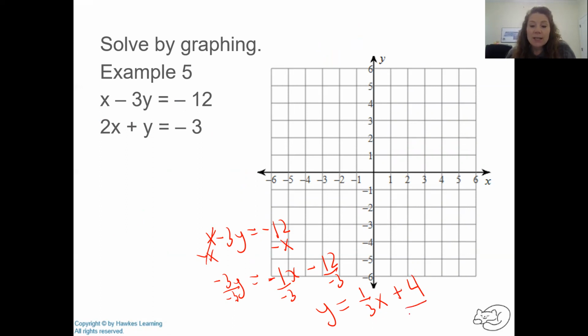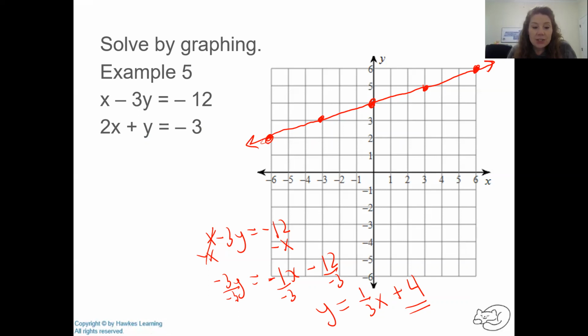So y equals negative divided by negative is +1/3x, and -12 divided by -3 is +4. So my y-intercept is (0, 4). And then I have a positive slope. So my rise is 1, my run is 3. 1, 2, 3. I could do it again. Go up 1, 1, 2, 3. If I want to make it longer this way, I'm going to go back to my y-intercept and do the opposite. I'm going to go down 1, left 3. 1, 2, 3. Down 1, left 3. All right, so here is my top line.